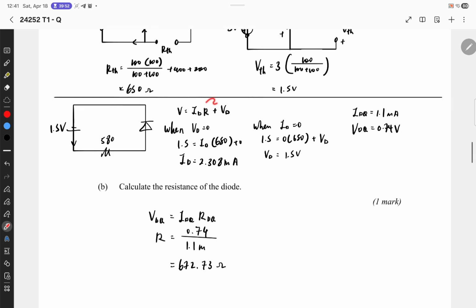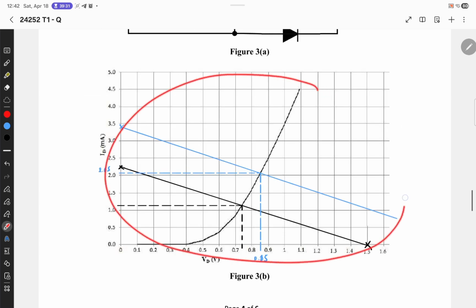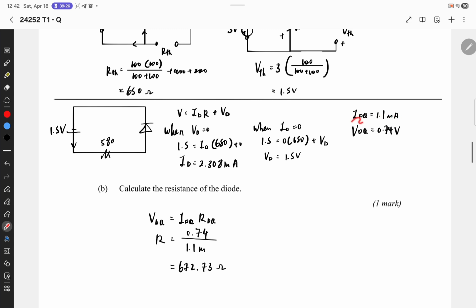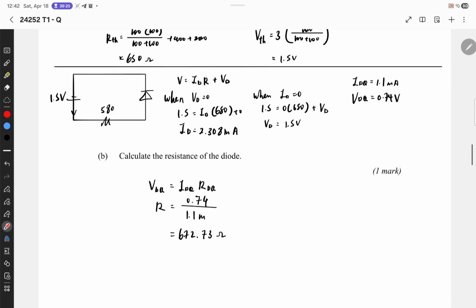So we need to use this equation, then substitute VD equals to 0 and ID equals to 0, and we will get ID equals to 2.308 milliampere and VD is 1.5 volt. We draw the graph and we will get the answer. IDQ will be 1.1 milliampere and VDQ will be 0.74 volt.